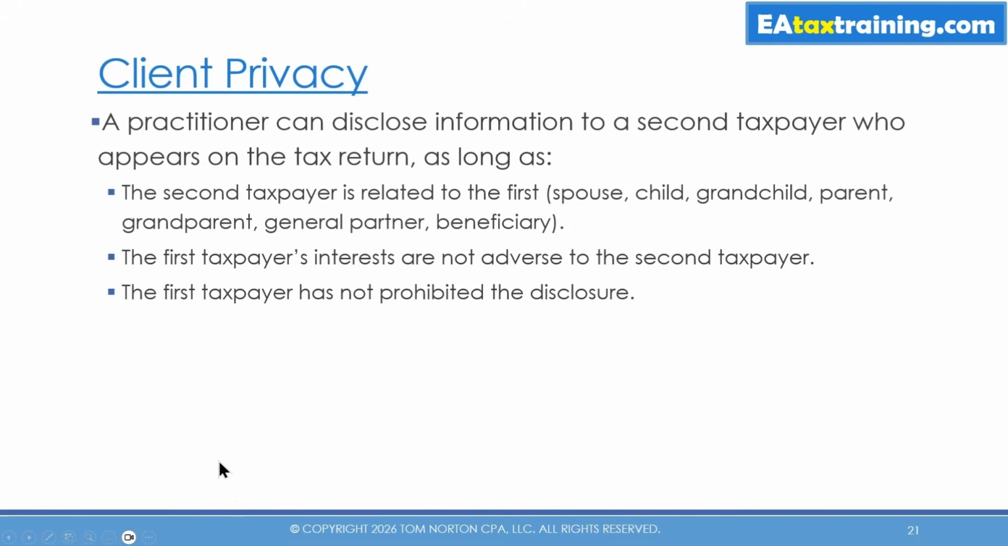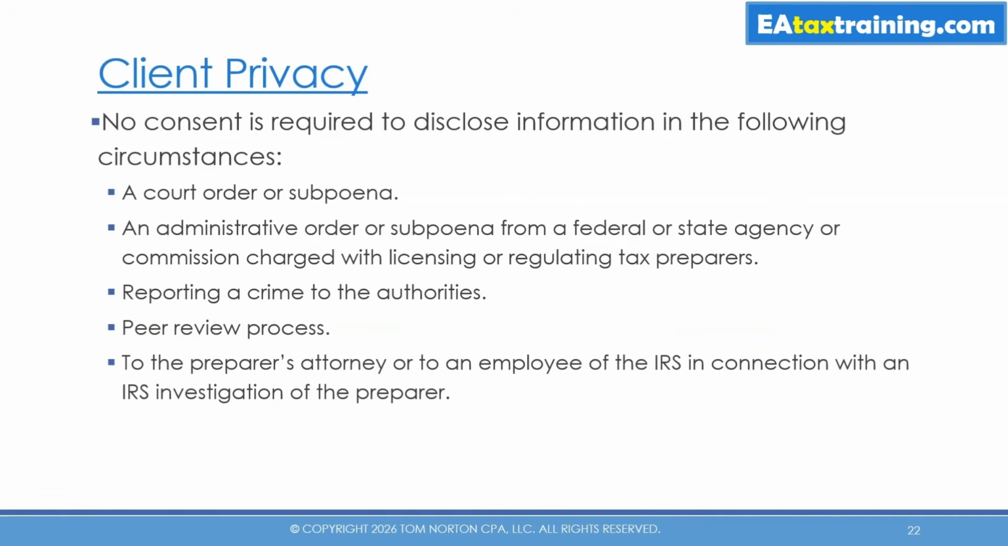There is another exception. So a practitioner can disclose information to a second taxpayer who appears on the tax return. So if their name and information is on the tax return, you can disclose information from that tax return to them as long as the second taxpayer is related to the first taxpayer, such as being spouse, child, grandchild, parent, grandparent, a general partner in a partnership, or a beneficiary for a trust, and the first taxpayer's interests are not adverse to that second taxpayer, and the first taxpayer has not prohibited the disclosures. And then other exceptions.